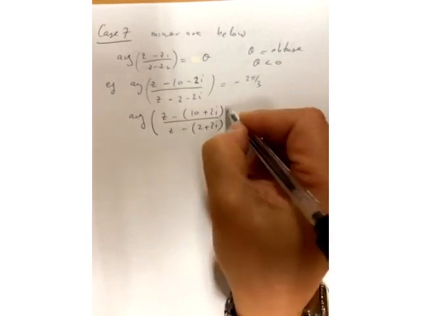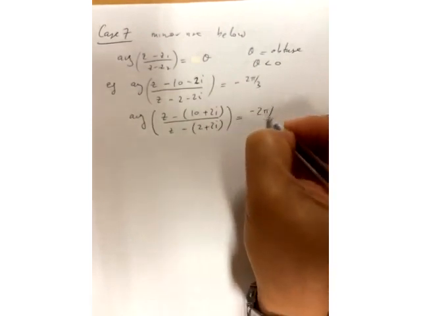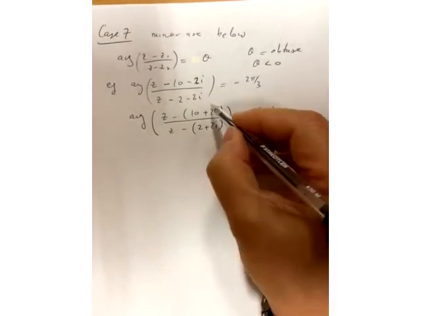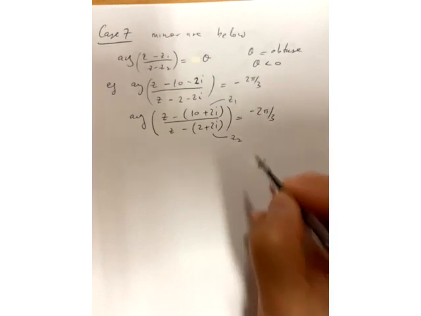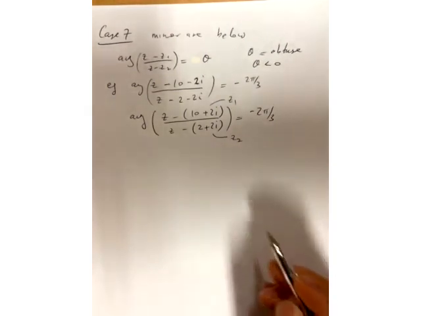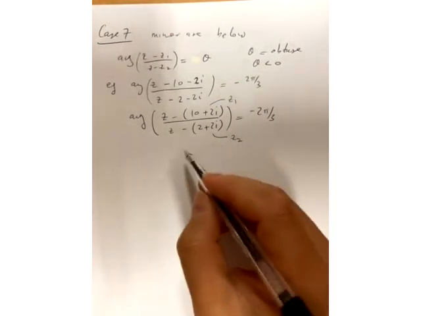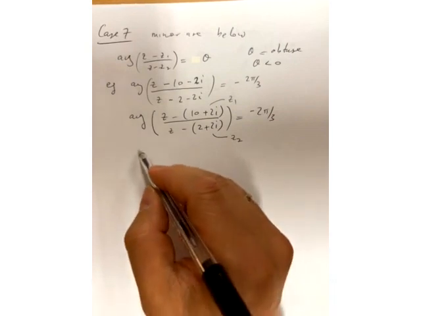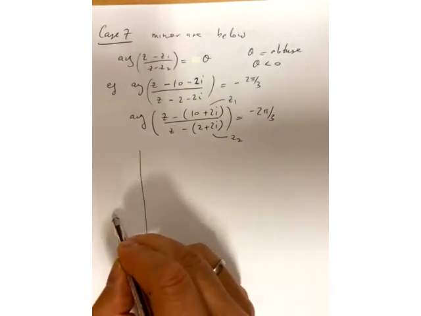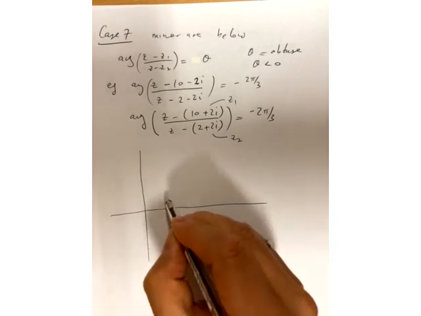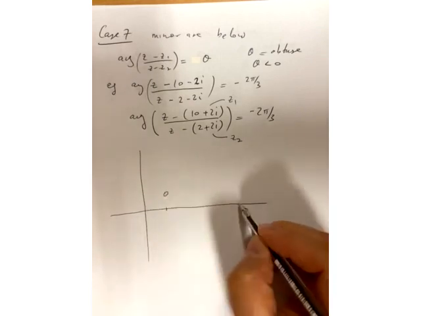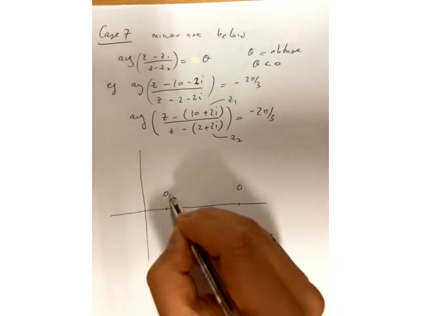And so when you use algebra to make it in terms of z1 over z2, z1 is actually 10 + 2i, and z2 is 2 + 2i. And so where are they? Well, I'll show you. So that's 2 + 2i is here. 10 + 2i is there.